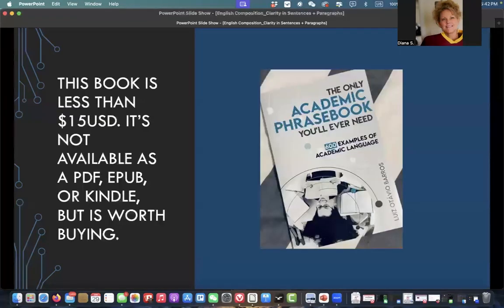This book is another one that I got, but it's only available in hard copy as far as I know. It was between $8 and $15 and it's absolutely worth buying. It gives you starting sentences that help you frame your content in a way where anyone in academics is going to be able to understand and understand that you know your stuff.